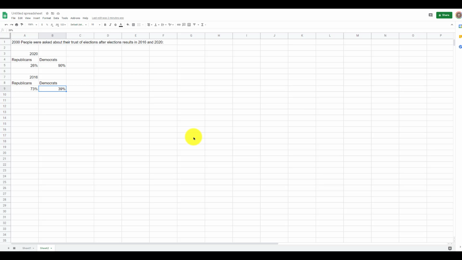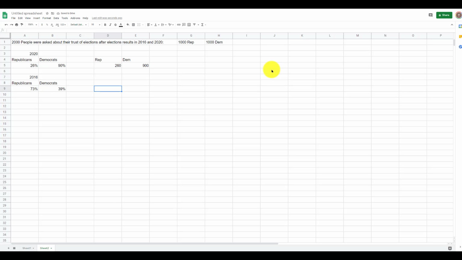And since we're dealing with percentages, remember the first step we have to do here is convert this into actual counts. So 2,000 people were talked to total. It was actually 1,000 Republicans and 1,000 Democrats who were asked about this. So we're going to have to convert our percentages into counts. We take our 26% of Republicans and we multiply it by the total that were asked. So 260 trusted the elections. Now we take our 90% of Democrats, multiply that by the 1,000 Democrats that were asked, and we find that 900 trusted it.